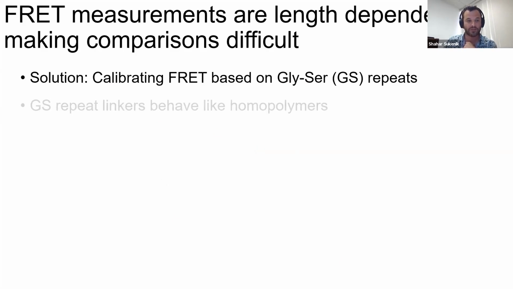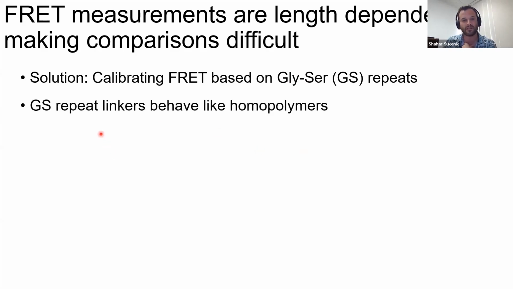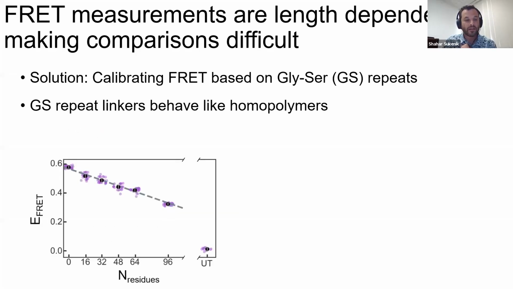The reason why we chose these is that there's evidence, especially coming from Magnus Kjærgaard's lab, showing that these glycine serine repeat polymers behave like theta state homopolymers, right? So these are polymers whose behavior has been well characterized experimentally previously, and we understand how they work. And so when we go ahead and measure the FRET efficiency of different lengths of glycine serine repeats, we see this really nice linear dependence.